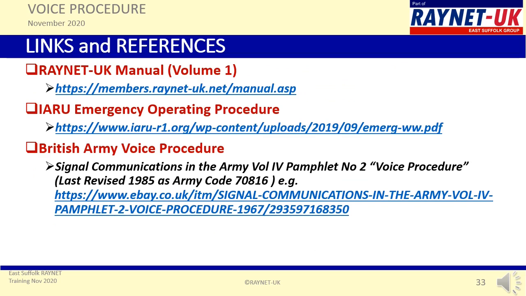This slide shows the source material for this course, which is the Raynet UK manual downloadable from the members area of the national website, the IARU emergency operating procedure, which is freely downloadable, and British Army voice procedure. I haven't found a good source online, but they turn up as pamphlets relatively cheaply on eBay. I saw one go for £3.20 very recently. And the best version is Army Code 70816 from 1985, which is, I think, the most recent that has escaped into the public domain.